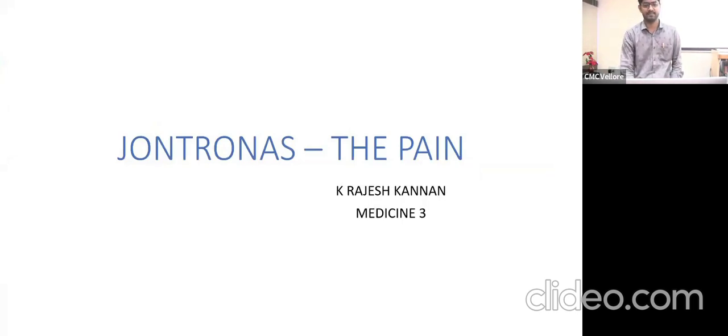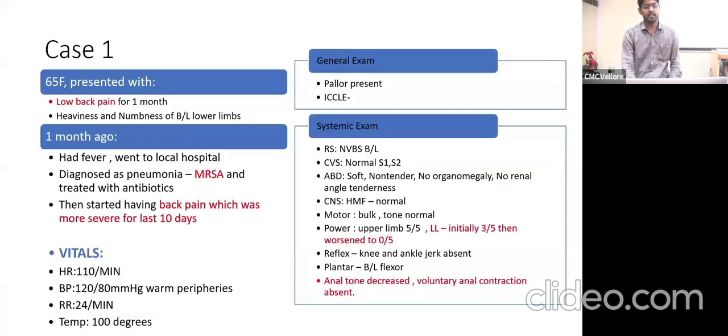Case 1 is a 65-year-old female who presented with low back pain for 1 month with heaviness and numbness of bilateral lower limbs. One month ago she had fever, went to a local hospital and was diagnosed with pneumonia, MRSA pneumonia, and treated with antibiotics. Then she started having back pain, which was more severe for the last 10 days.